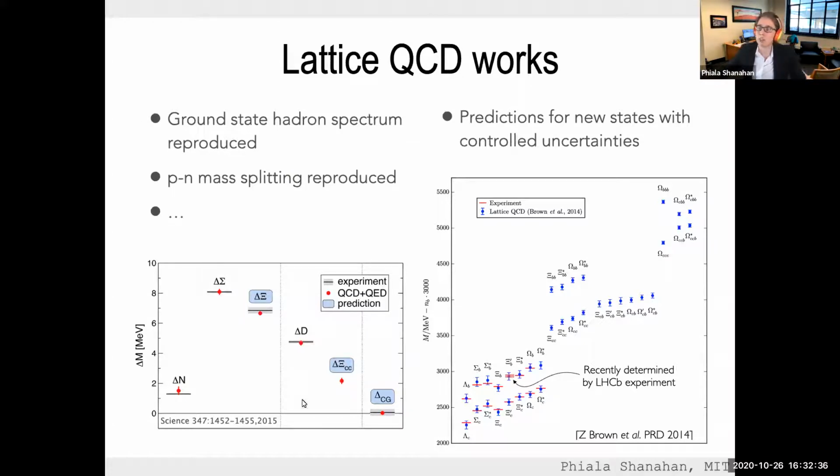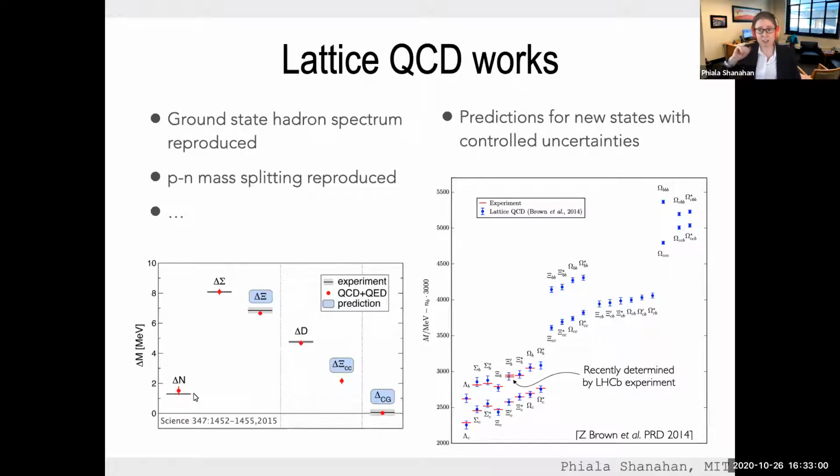So just a couple of examples. The ground state hadron spectrum has been reproduced. The proton-neutron mass splitting has been reproduced. That's what I'm showing here. Here, for example, is the proton-neutron mass difference as measured in experiment and as calculated in a lattice QCD and QED calculation. And of course, the experimental measurement is more precise for the proton-neutron mass difference.